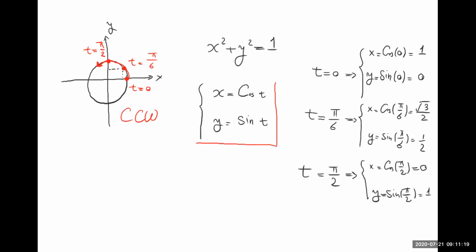This is a counterclockwise parameterization of this curve. Another person might parameterize the same curve. Another particle might go along the same curve, but in the other direction. Right?